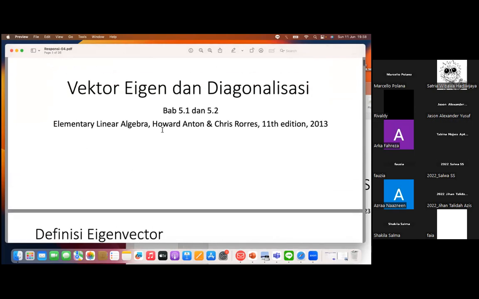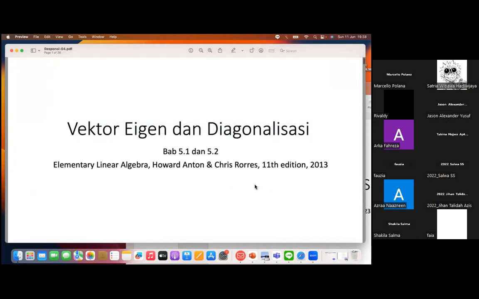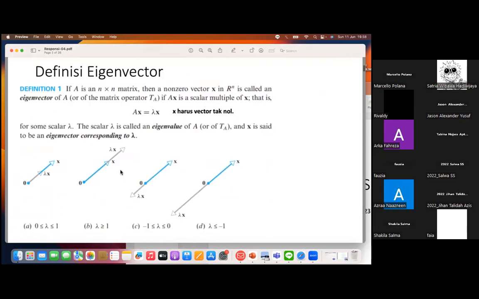Okay. So we'll just start. The first one is about the eigenvectors and diagonalization. This chapter is pretty straightforward because you only study this one, the eigenvector. This is the main part of the chapter. Okay, so this is the first part, which is the definition of an eigenvector.